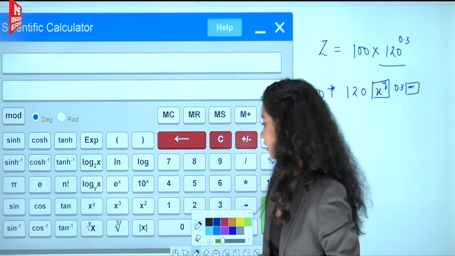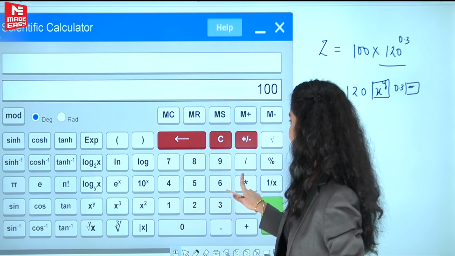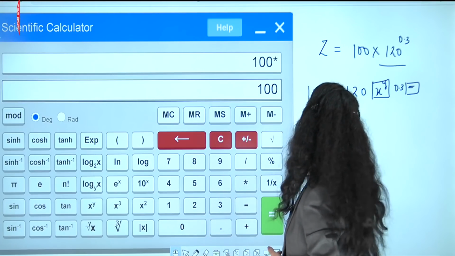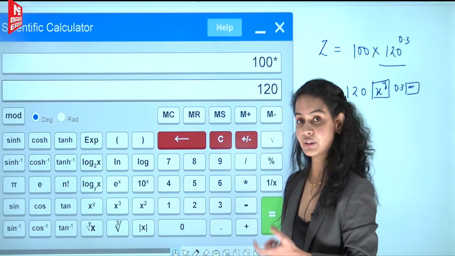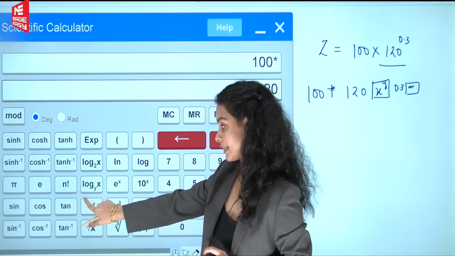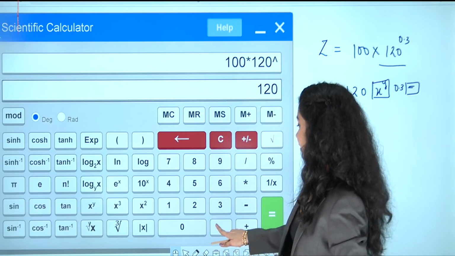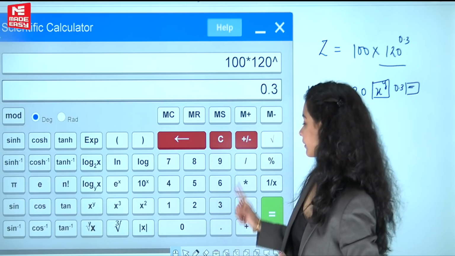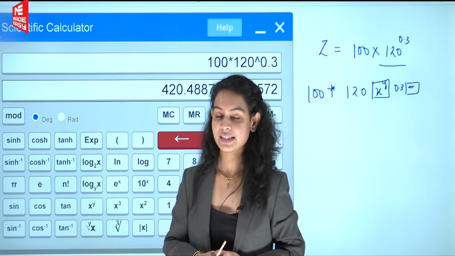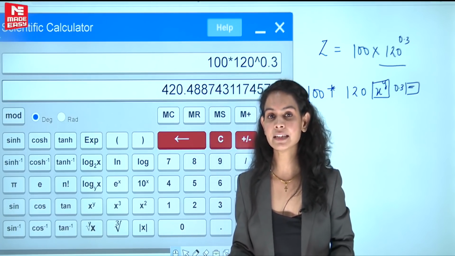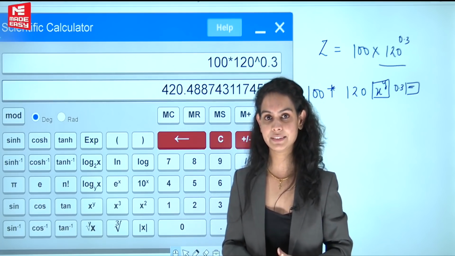Let's perform this on the virtual calculator. So it is 100 into 120 to the power of 0.3, so x is 120. Then you have to press the function tab, which is x to the power of y, then press the power, that is 0.3, and then press equal to. There you get your answer. So like this you will not have to write anything in your rough sheets. In a single go you can perform calculations on the virtual calculator.